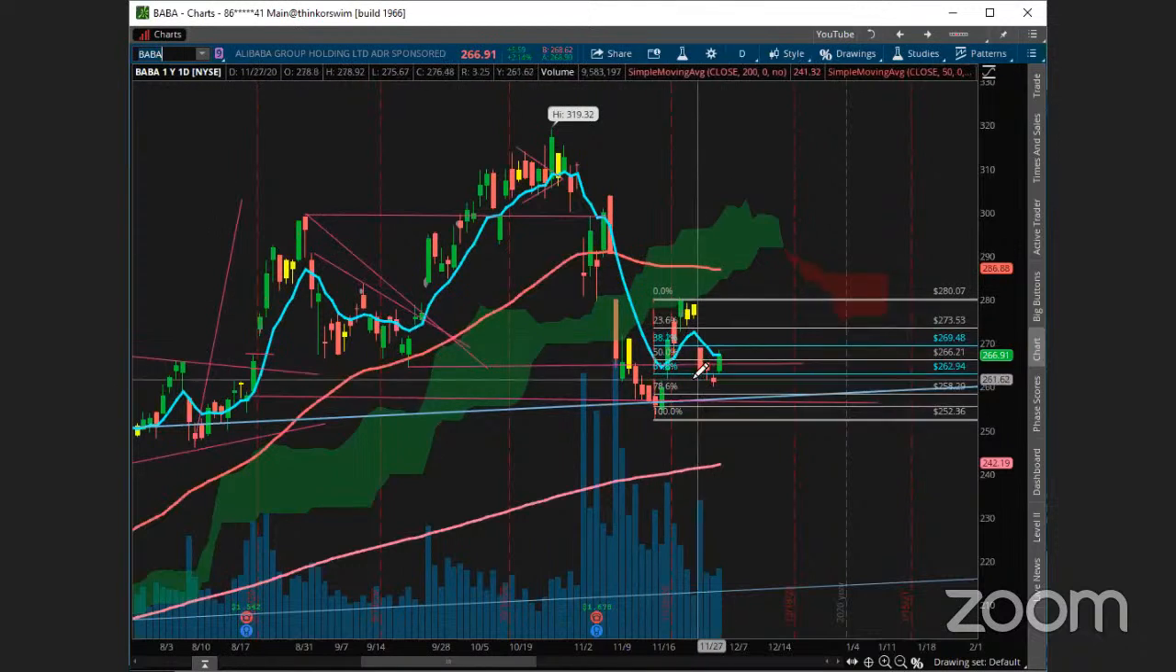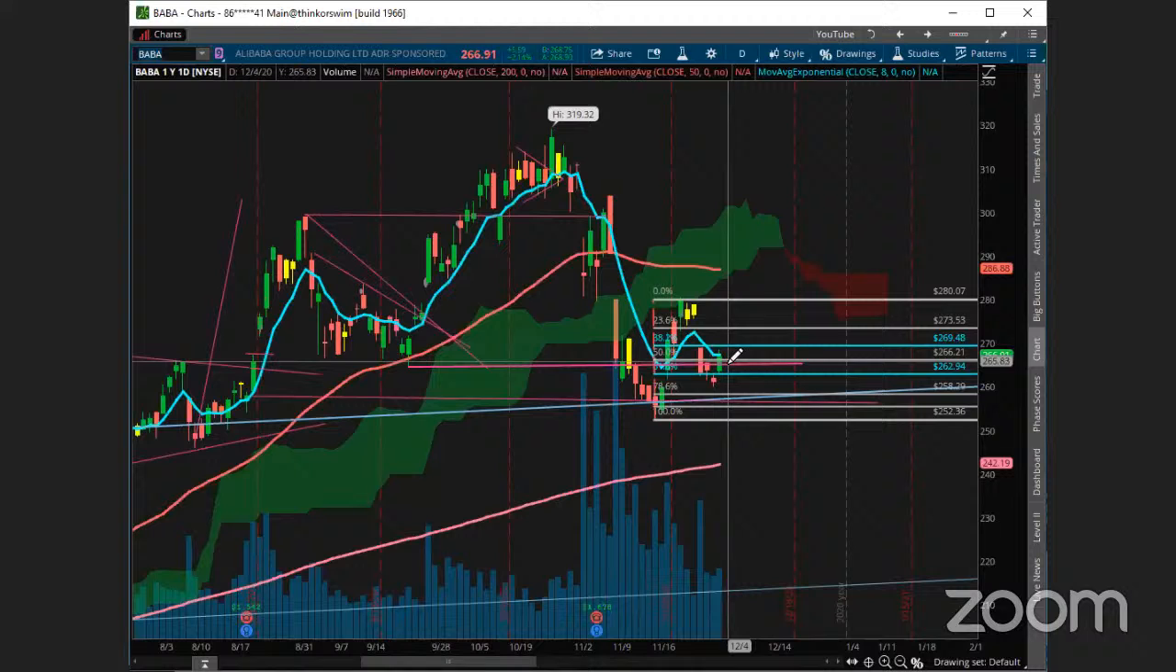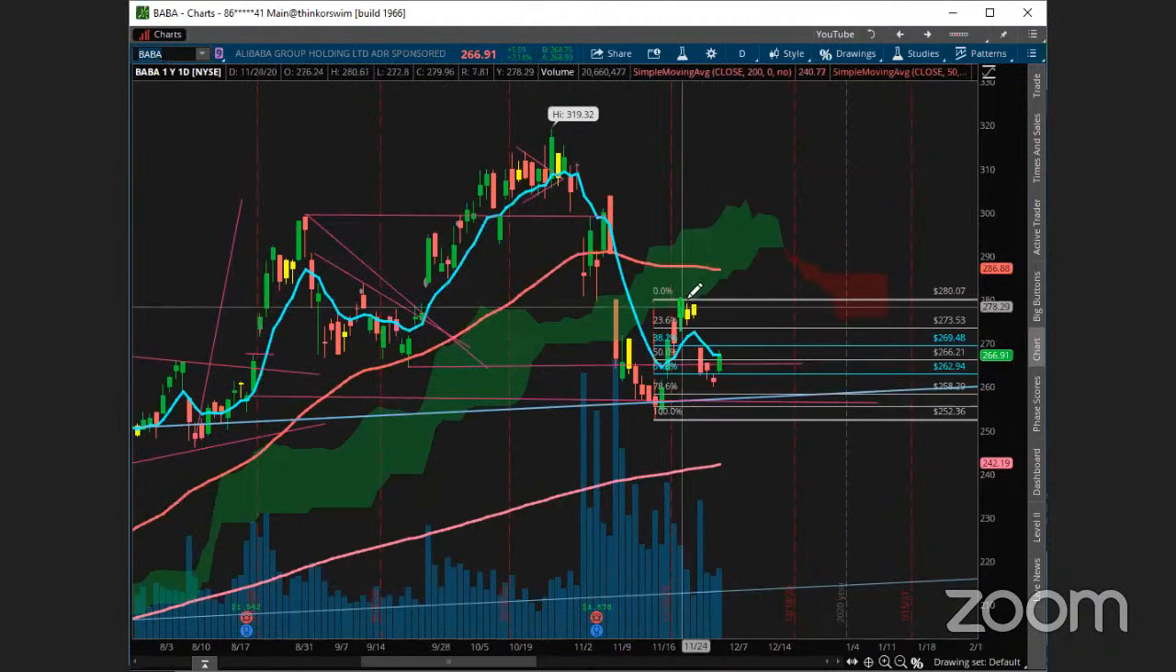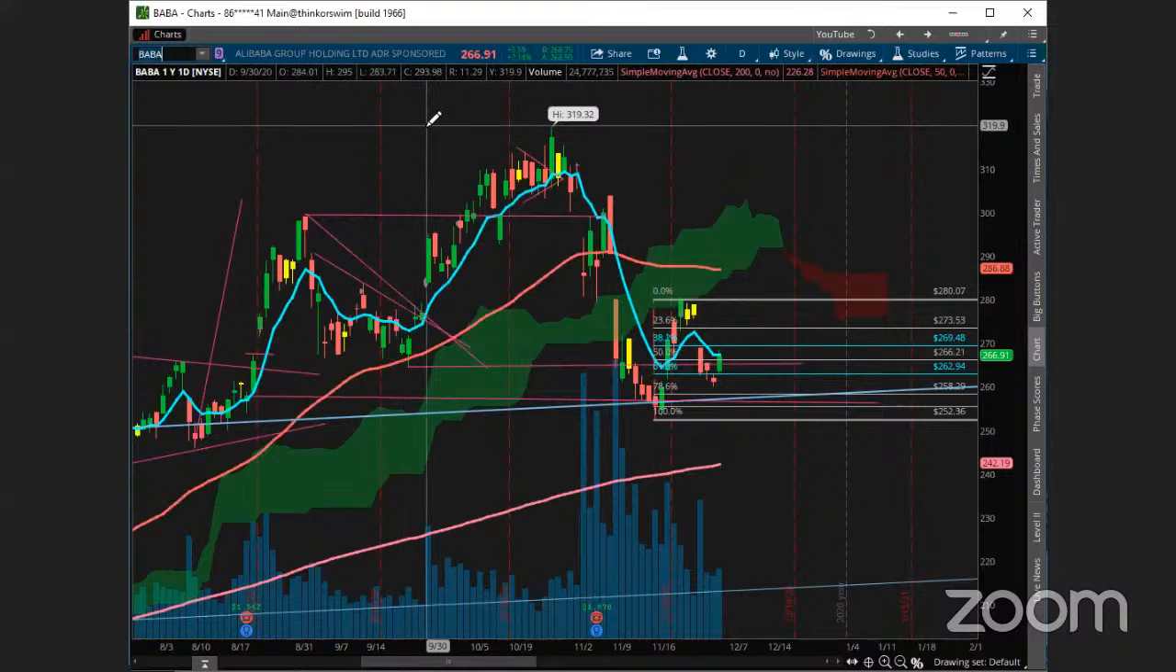Again, this is a solid push back above the 618 retrace from this last level. So if it's ready to go, right, let's see. This could be a wave one. This could be a wave two. And let's see if we can get another impulse up to at least get up to that 280 level. So that's what we're seeing here on Baba. So good stuff there.